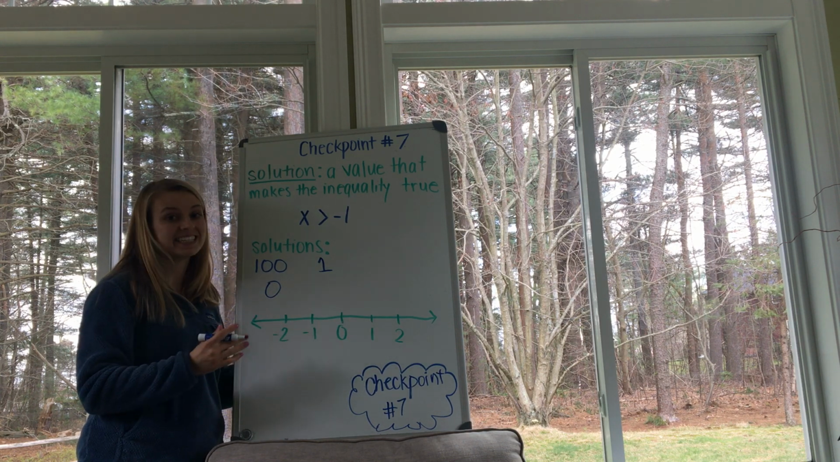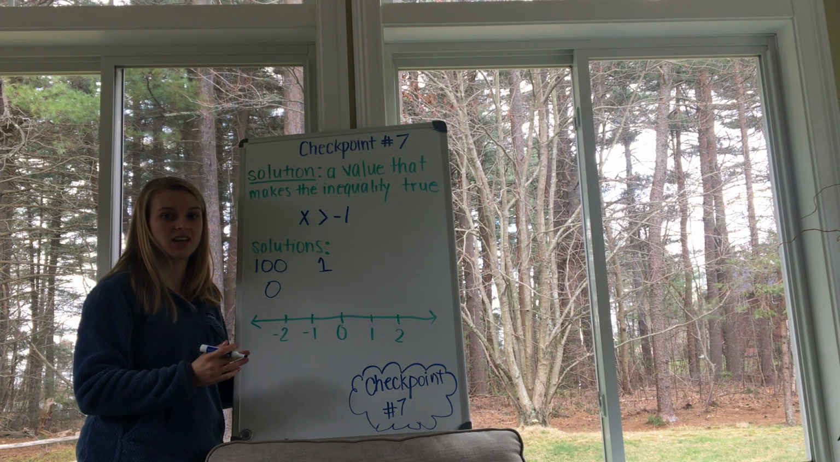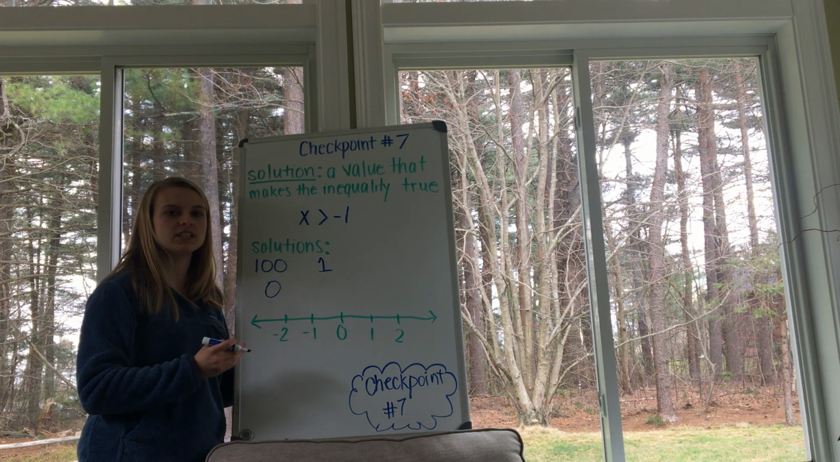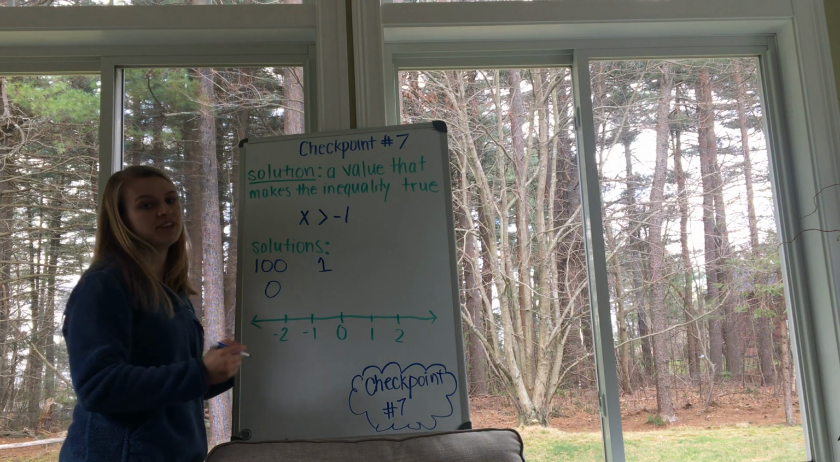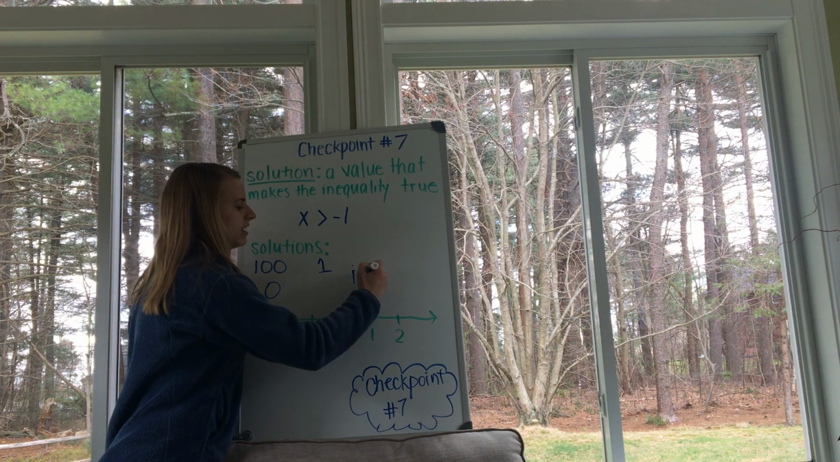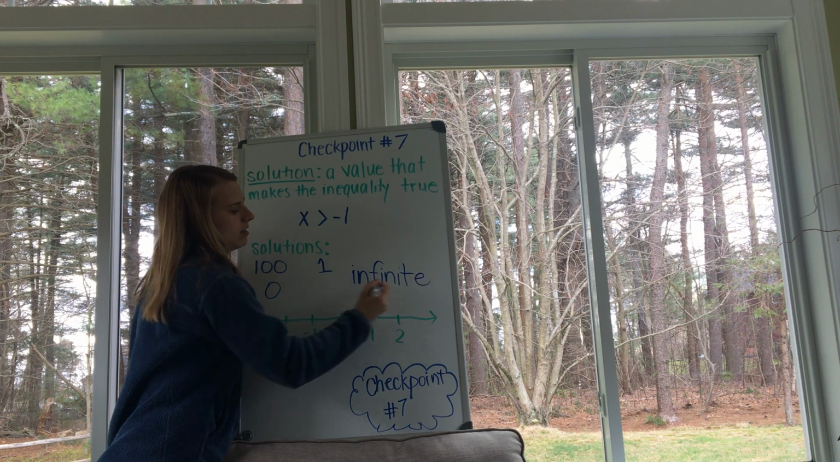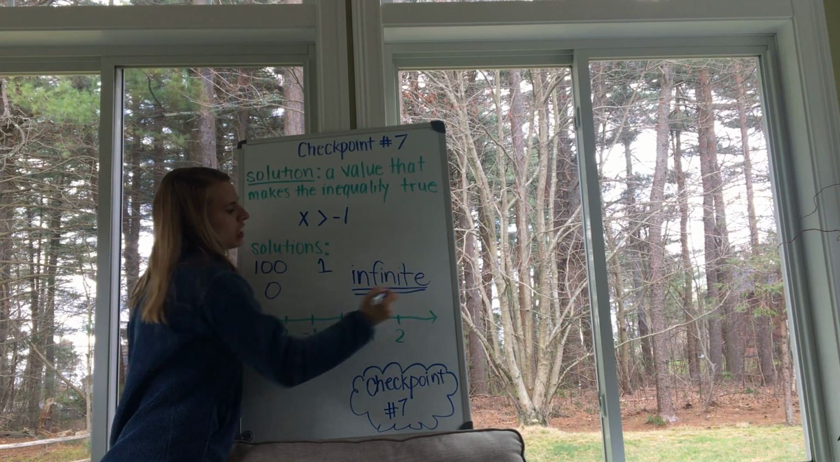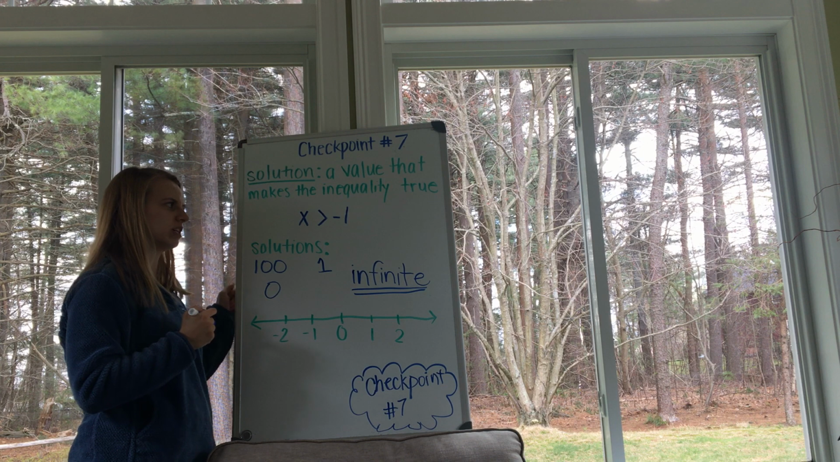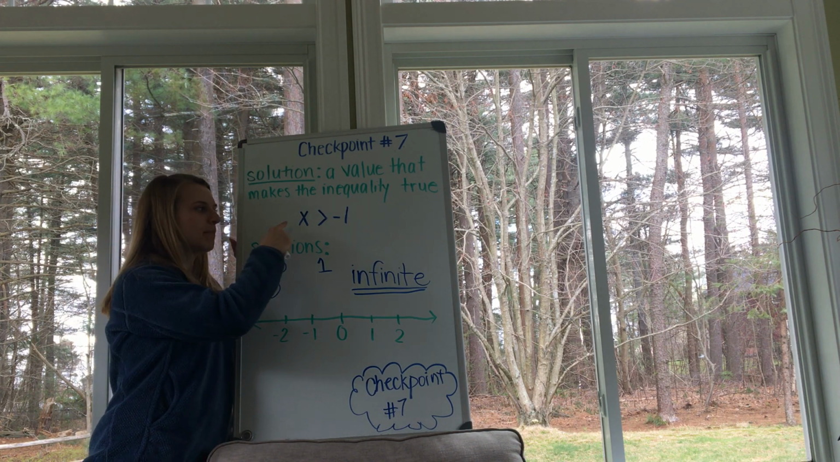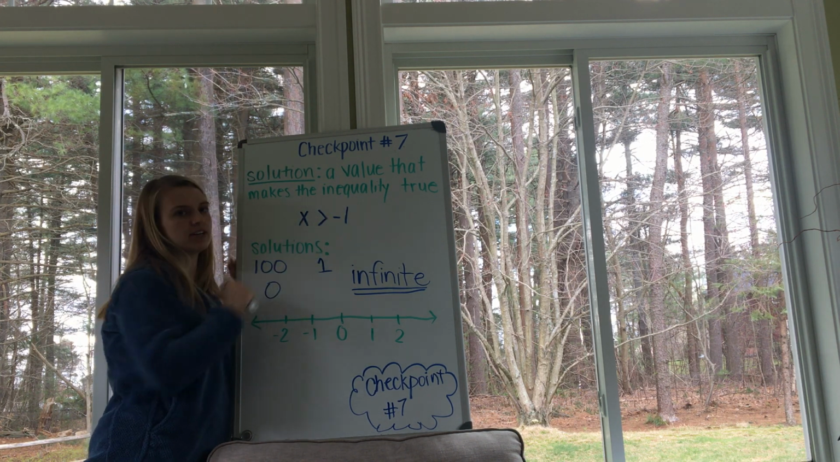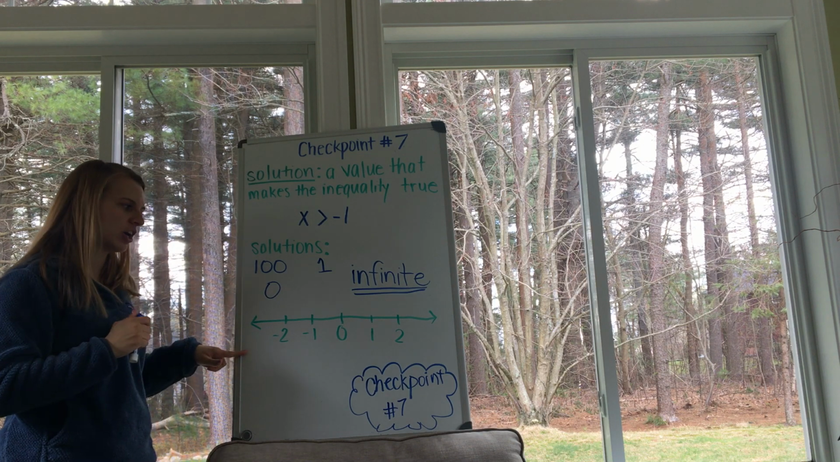There are endless solutions. When we have endless solutions, we say that there are infinite solutions. Okay, you're going to need to know that for checkpoint number 7. There are infinite solutions that make this true for x to be greater than -1. So let's write this on our number line.